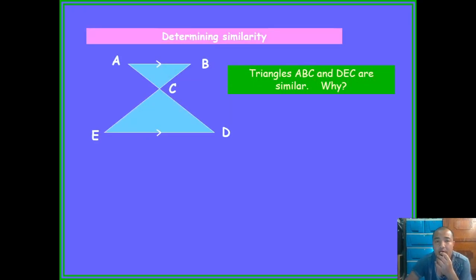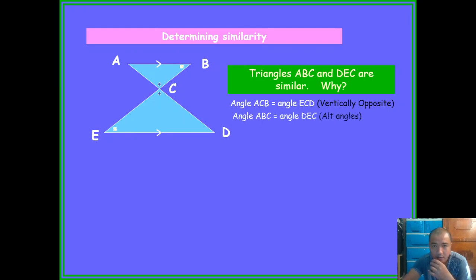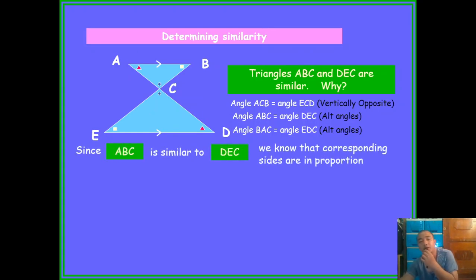Determining similarity. Triangles ABC and DEC are similar. Why? Because angle ACB is equal to angle ECD by vertical angles theorem. So vertical angles are congruent, and angle ABC is congruent to angle DEC. Alternate interior angles are congruent, parang transversal to BE sa two parallel lines na yan. So congruent. Also angle back by alternate interior angles theorem.